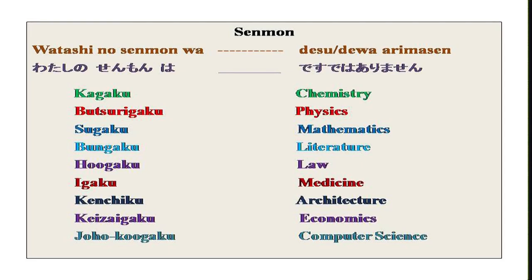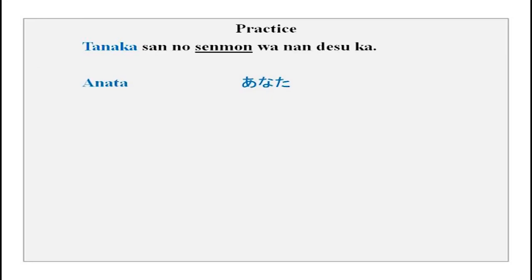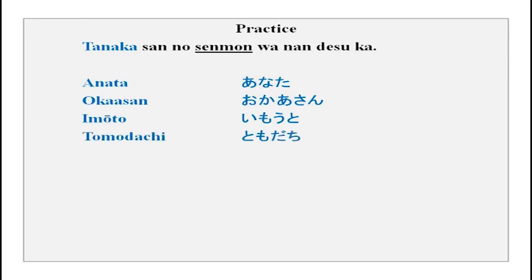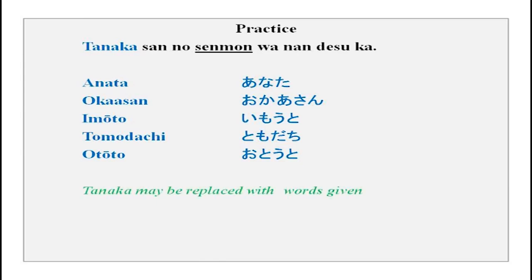Watashi no senmon wa, my specialization is whatever. Now, you can also ask, what is your senmon, by just adding ka in the end. So, Tanaka-san no senmon wa nan desu ka? And instead of Tanaka, you can put any of these nouns over here. Instead of Tanaka, you can say anata. You can use okasan. You can use imoto. You can use tomodachi. And you can also use ototo or any other noun that you want to. Tanaka may be replaced with words given below.